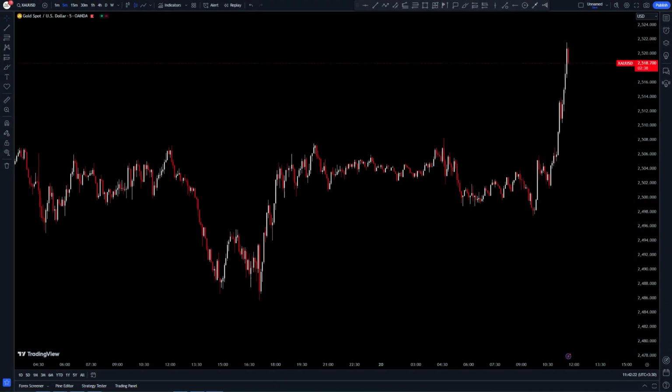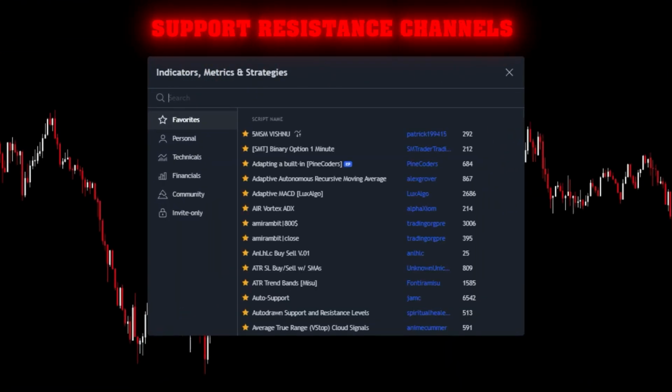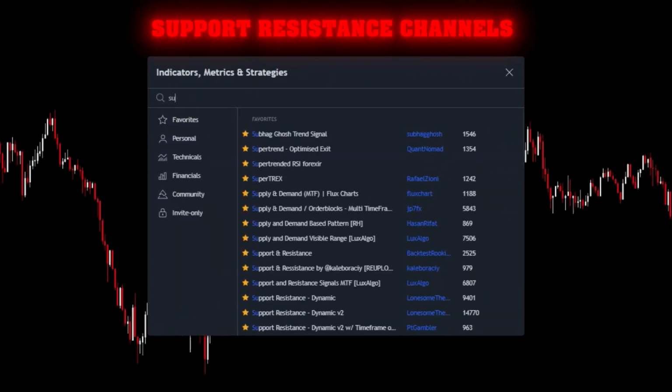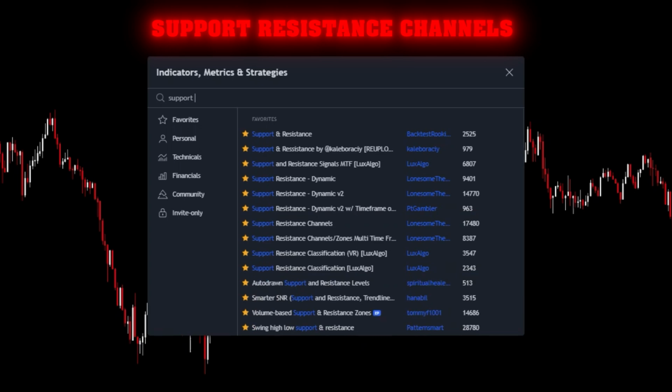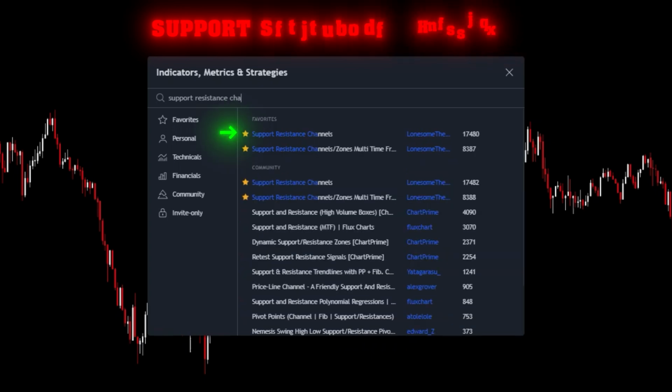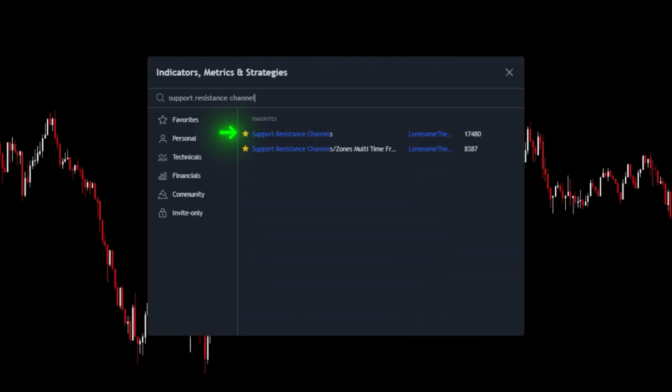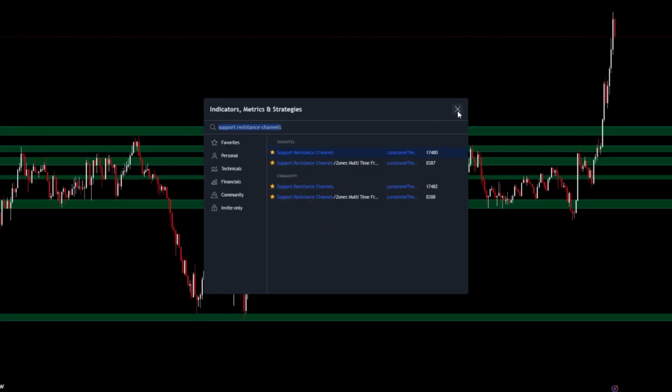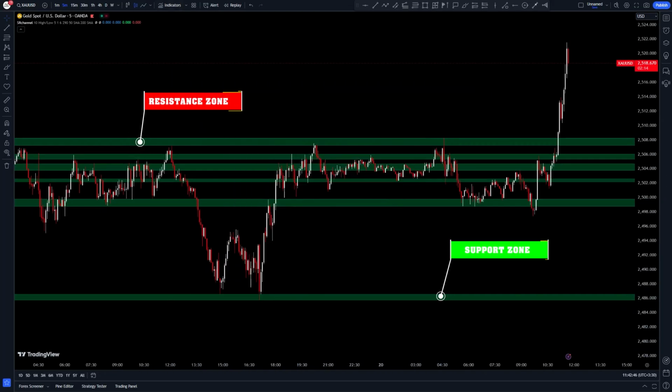Let's start by adding the indicators to the chart. Go to the TradingView website, and from the Indicators tab, search for support resistance channels and add it to your chart. This indicator will automatically identify support and resistance zones for you. The green zones represent support areas where we look for buy signals, while the red zones represent resistance areas where we look for sell signals.